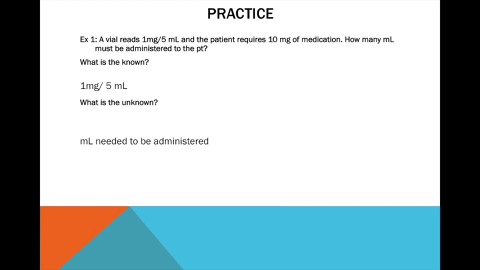So the way that I like to do these is to first find out your known and your unknown. Your known in this question is 1 milligram over 5 milliliters, and the patient requires 10 milligrams of medication. So what is the unknown? The unknown is how many milliliters must be administered to the patient. I know many people have their own different ways of doing it, but I'm going to do it this way for consistency in the course.